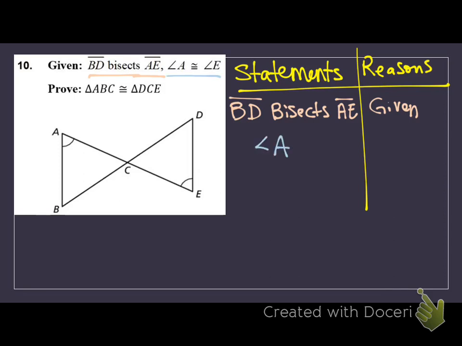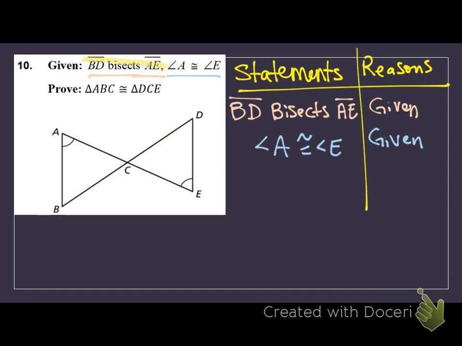And then we're given angle A is congruent to angle E, also a given. For these proofs, it is best that we figure out what we're trying to prove first and then actually prove it. So we know that angle A is congruent to angle E. They already put that in the picture. But what does this bisect help me figure out? BD bisects AE.